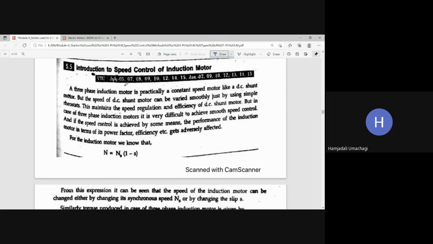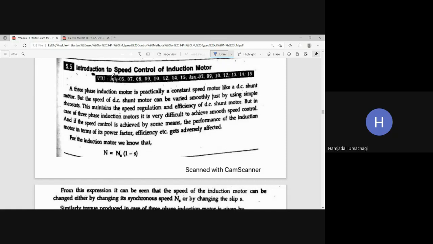A three-phase induction motor is practically a constant speed motor like DC shunt motor, but the speed of DC shunt motor can be varied smoothly just by using simple rheostat. This maintains the speed regulation and efficiency of DC shunt motor. So already we know that DC shunt motor is characterized by constant speed. Therefore, this three-phase induction motor is also a constant speed motor only, just like DC shunt motor.